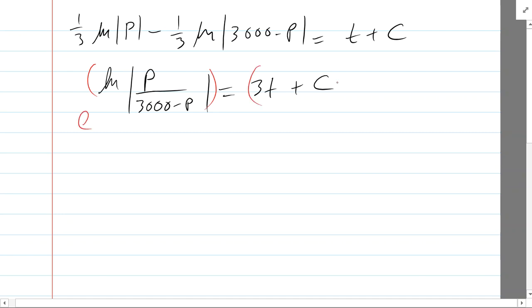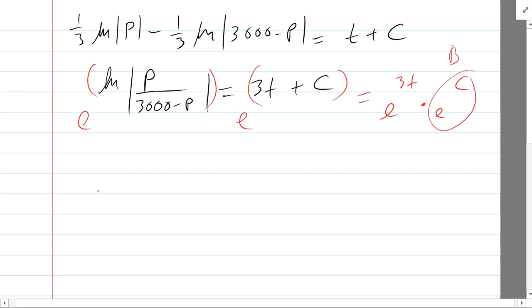Exponential. Is it really important that you be able to do this? Which is just e to the 3t times e to the c. Am I going to expect to see that step in your work? If I don't, I'll take off, because it's a common mistake if you just go too fast. So that just becomes a new constant. We're going to call that b.